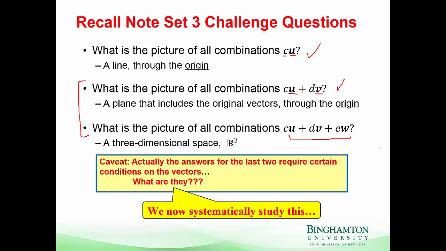And so this caveat, this requirement that makes us able to ensure that we can get the biggest amount of diversity out of 2 vectors, or the biggest amount of diversity out of a linear combination of 3 vectors, that's what we're going to look at now. How do we capture this idea of 2 vectors not on the same line, or 3 vectors not in the same plane?